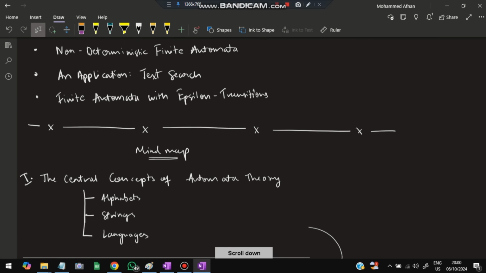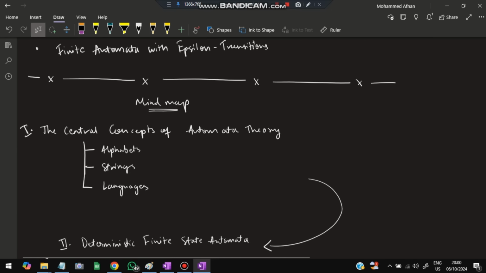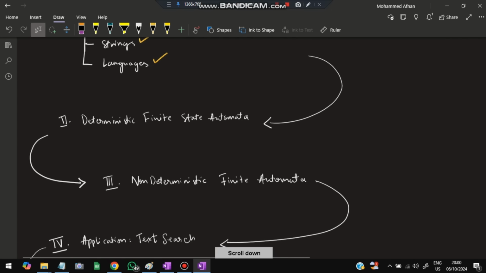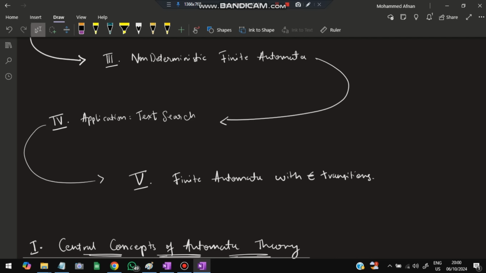So the mind map, let me show you. The mind map is the first central concept we'll be discussing. We'll be discussing what is alphabets, strings and languages. Then we'll be discussing DFA, which is deterministic finite state automata. Then we'll discuss non-deterministic finite automata. Then we'll discuss an application, text search. And finally, we'll also see the finite automata with epsilon transitions. All of these topics are very important from exam point of view.